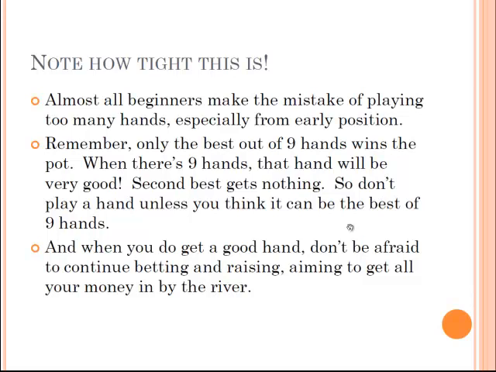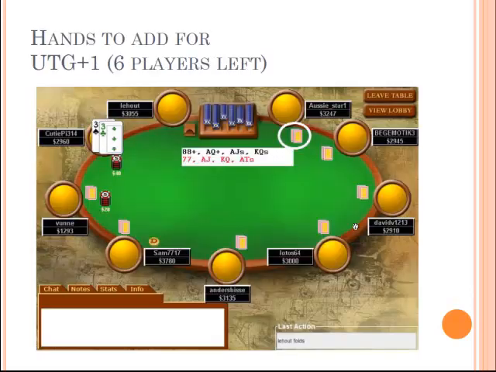Right? So it sort of makes sense that you only want to play a very small fraction of hands, because your hand needs to be very good to be the best out of 9 hands. And when you do get a good hand, don't be afraid to continue betting and raising, aiming to get all your money in by the river. So, okay, these are the other ranges. I'm going to go through them fairly quickly. You can open this up while you're playing, and you can study this a bit on your own time.